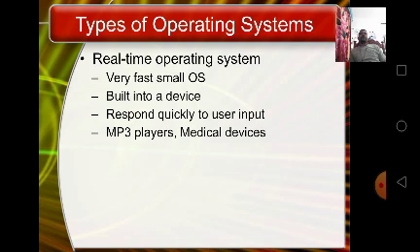What is a real time operating system? A real time operating system is a very fast, relatively small operating system. Real time operating systems are often also embedded operating systems when they are built into the circuitry of a device and are not loaded from a disk drive.